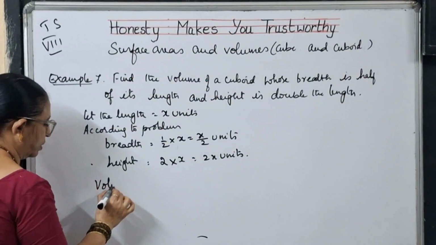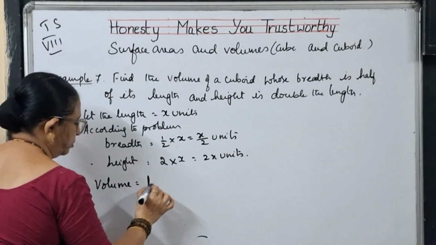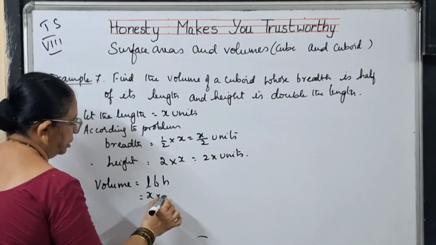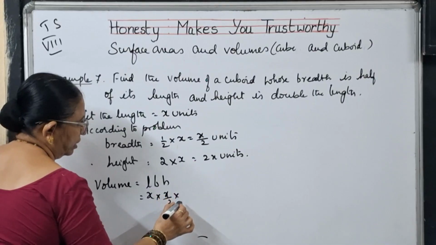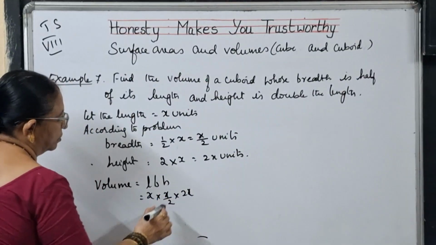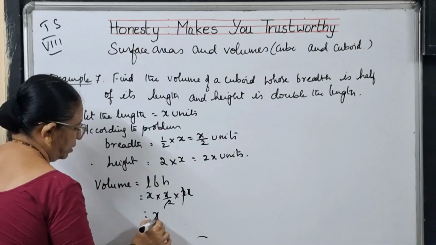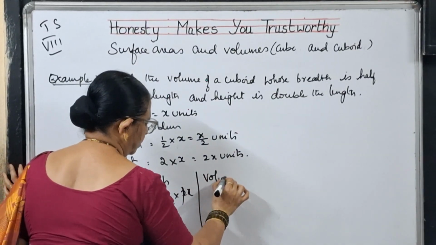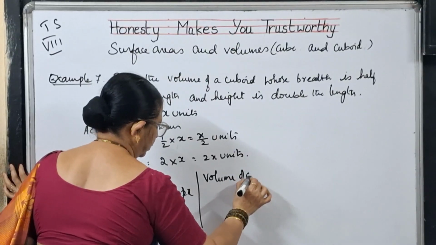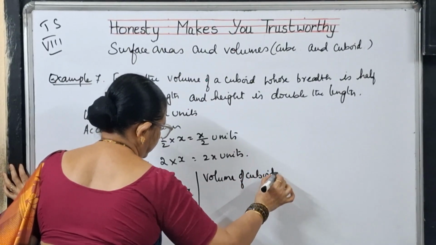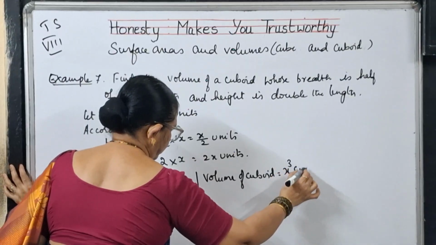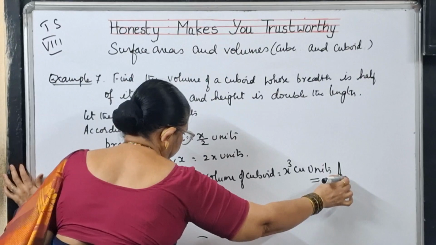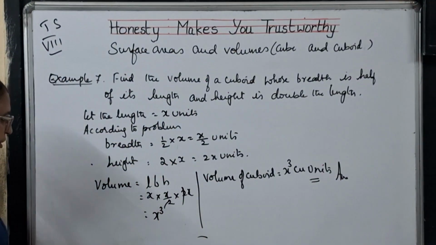What are they asking? Volume. What is the formula for volume? L into B into H. So L is x, into B is x by 2, into H is 2x. So 2 and 2 will get cancelled. It is x cube. So the volume of the cuboid is equal to x cube cubic units. This is the answer, children. Please note it down.